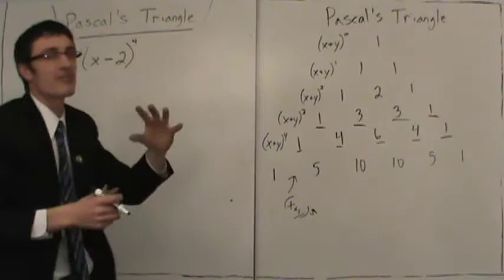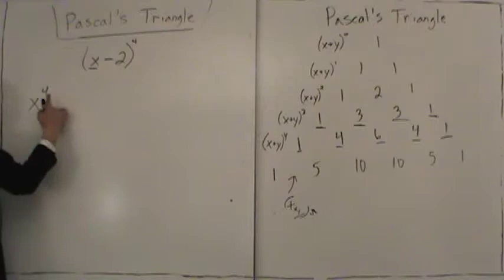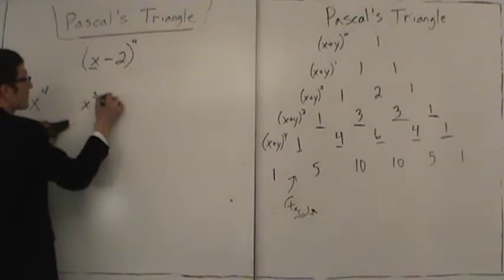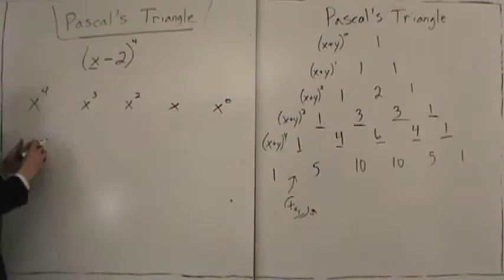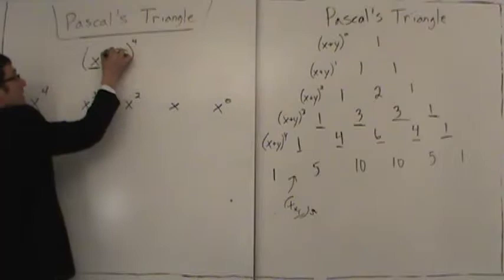So we start with x. We do x to the 4th all the way down to 0. X to the 3rd. We're going to need more space. X squared, x and what? X to the 0. And now put in the 2nd. Now be careful here. We don't just have a 2. We have what? A negative 2.